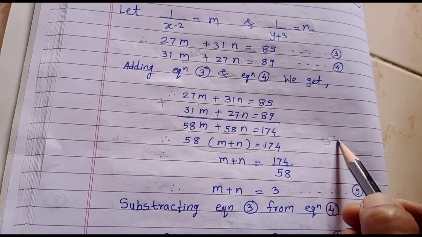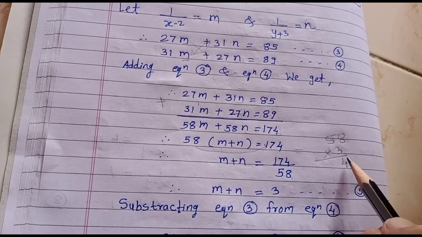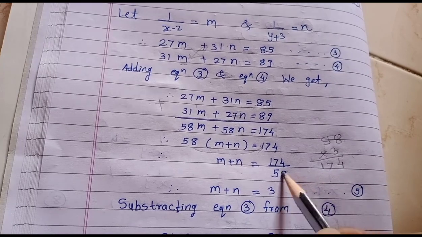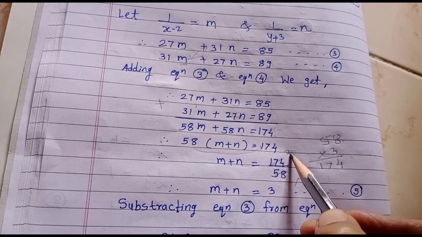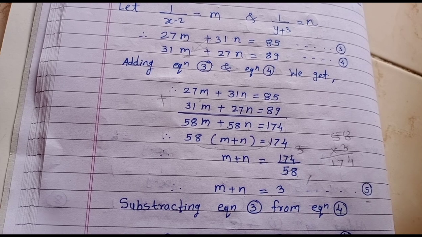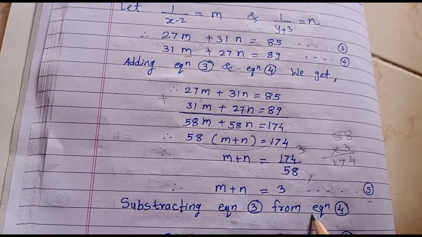If you multiply 58 into 3, then 3 8s are 24, carry 2, 5 3s are 15, 17, so 174. That is 58 ones are 58, 58 3s are 174. So m plus n is equal to 3. That is the fifth equation. Now subtracting equation 3 from 4.